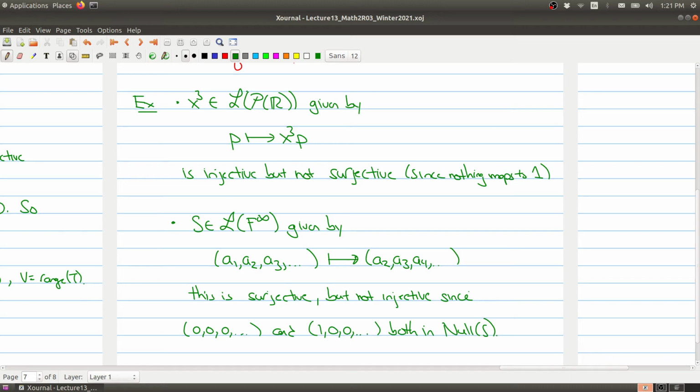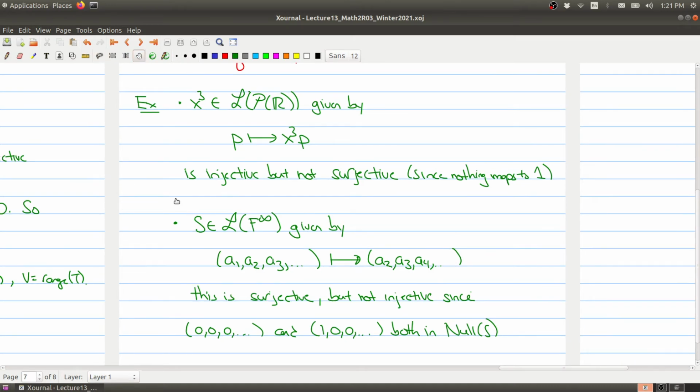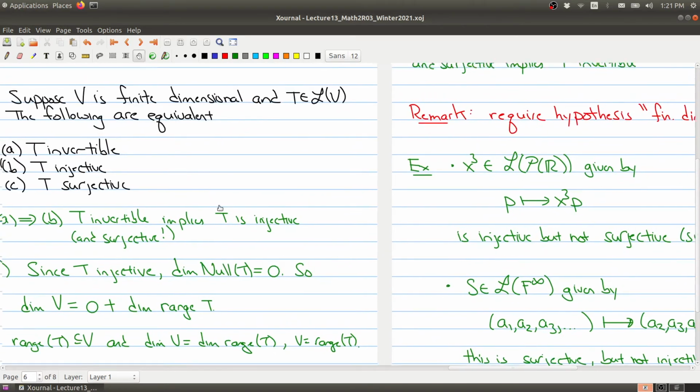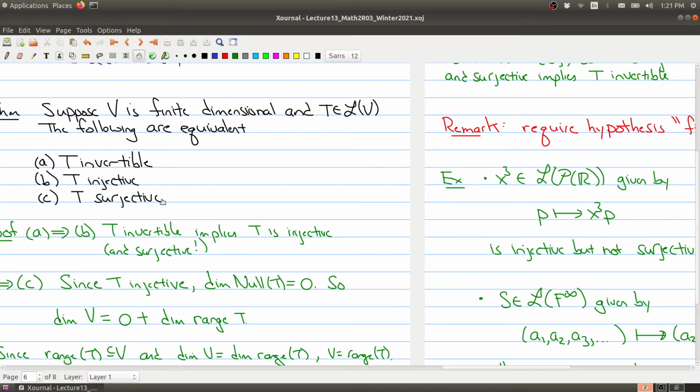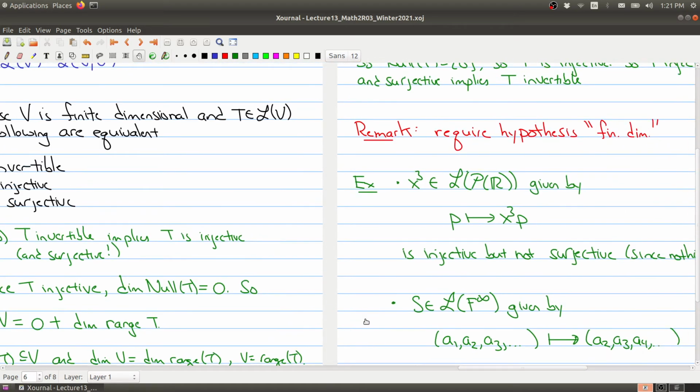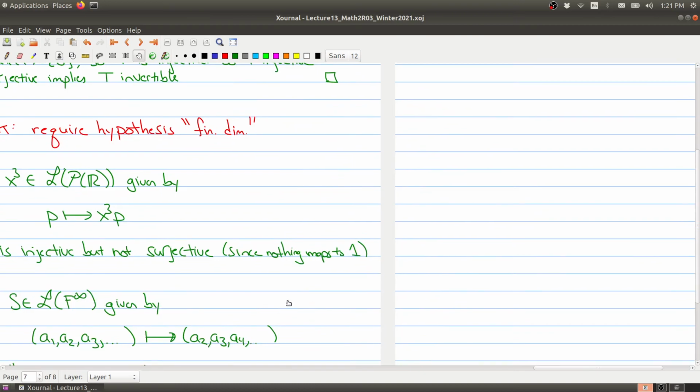So just because you're one doesn't mean that you're the other. And that's what this theorem also tells us: the minute you're injective, you're automatically surjective, provided that you're finite dimensional. But it doesn't hold for an infinite dimensional vector space.